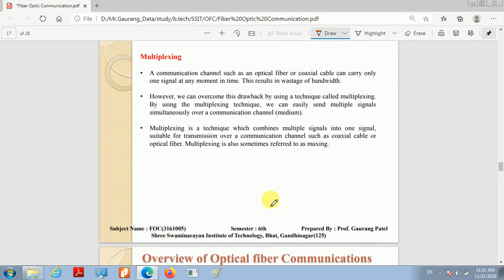Another topic to discuss is multiplexing. First of all, what is multiplexing and why are we using it? तो बच्चों, ये जो कम्युनिकेशन चैनल है, जैसे कि ऑप्टिकल फाइबर ले लो, कोएक्सियल केबल ले लो, they can carry only one signal at any moment in time, and this results in wastage of bandwidth.